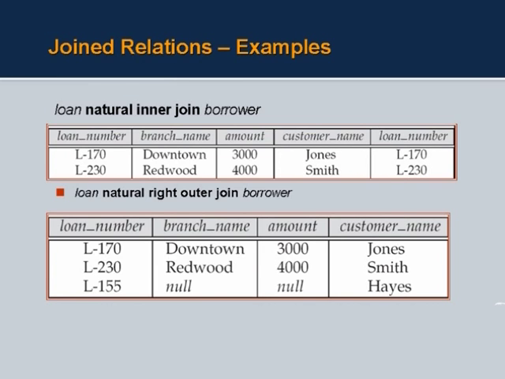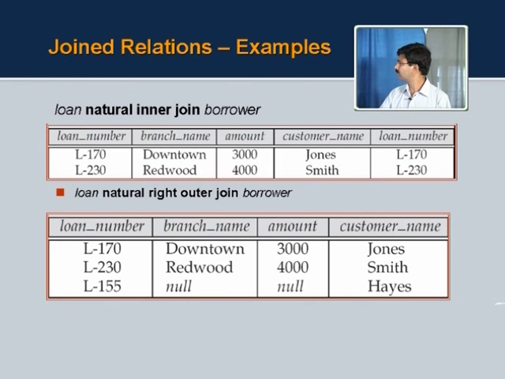So we had a borrower had what? A loan number and a customer name. So what were the tuples that were there in borrower? L170 Jones, L230 Smith, L155 H. So all those are present. However, the attributes from loan might be null if there is no matching loan. So in this case, L155 did not have a matching loan, so branch name and amount are null.